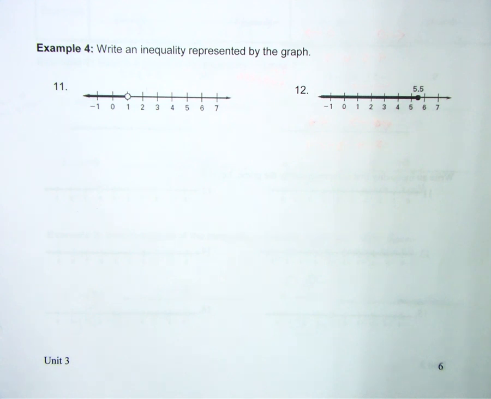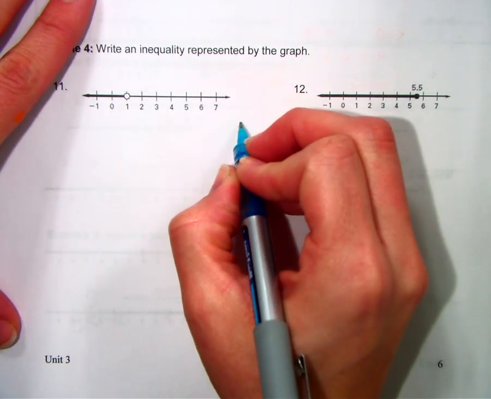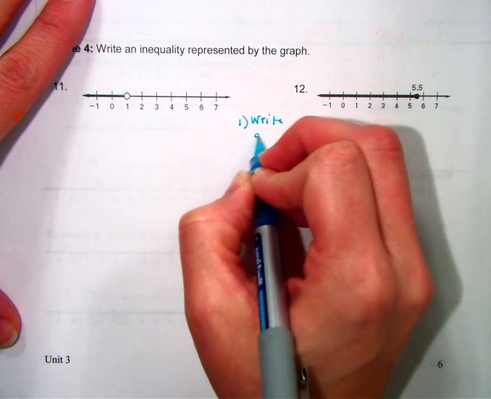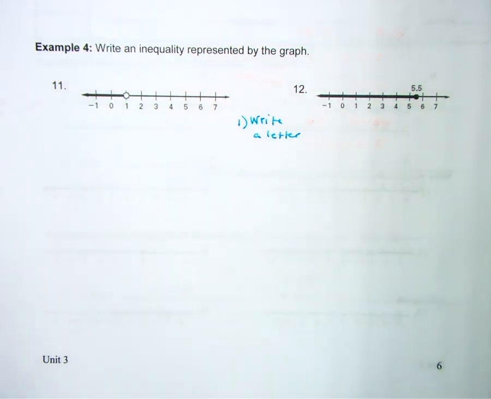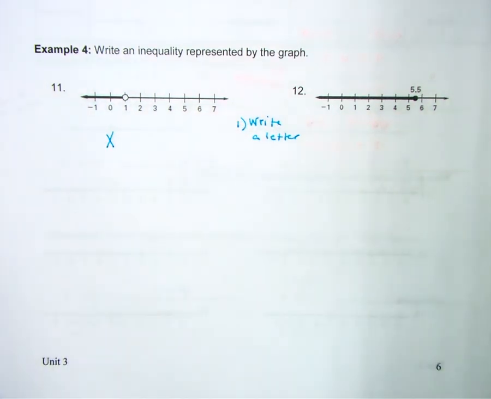Okay, so here's the process. We are going to write the inequality. So here's what you're going to do first. Step one, you're going to write a letter. Pick one. I'm going to do K, because my first name starts with K. Fine. I'm going to do B for Felsenberg. Great. I'm going to do X, because I'm going to use X every time. Still fine. Pick a letter. X.